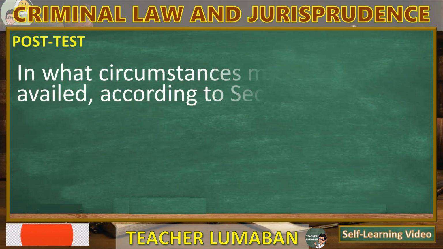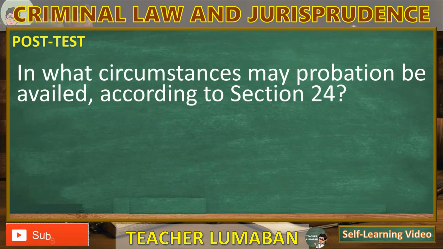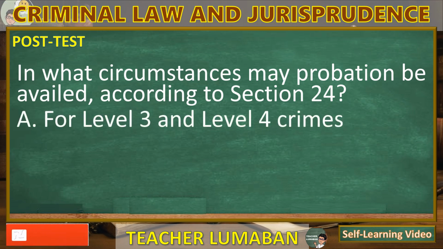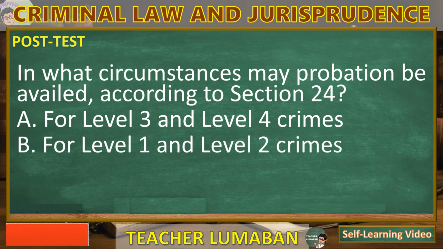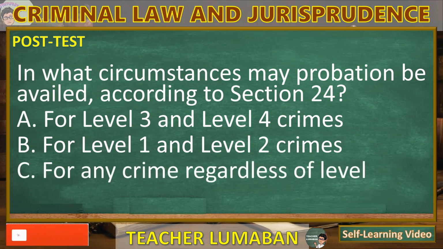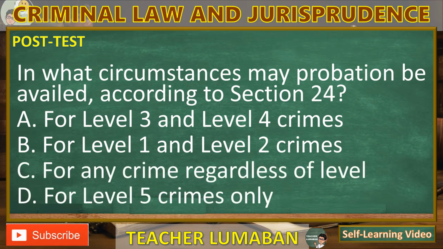In what circumstances may probation be availed, according to Section 24? A. For Level 3 and Level 4 crimes. B. For Level 1 and Level 2 crimes. C. For any crime regardless of level. D. For Level 5 crimes only.